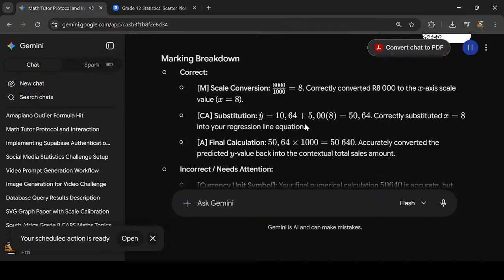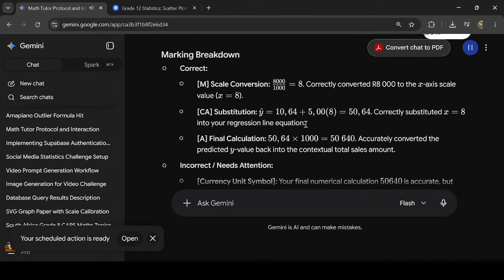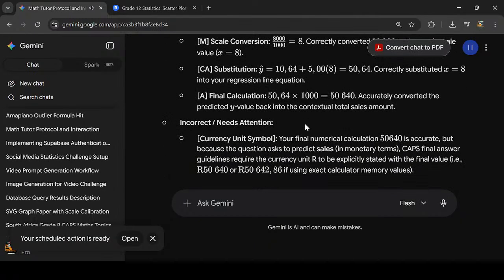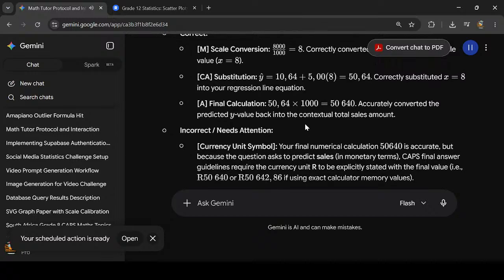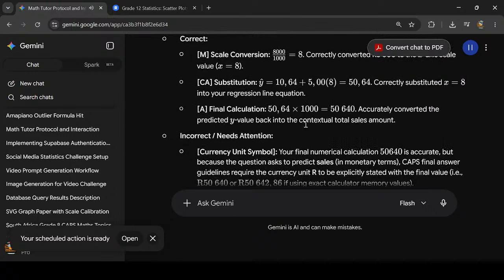Substitution. y hat equals 10.64 plus 5 times 8, equals 50.64.